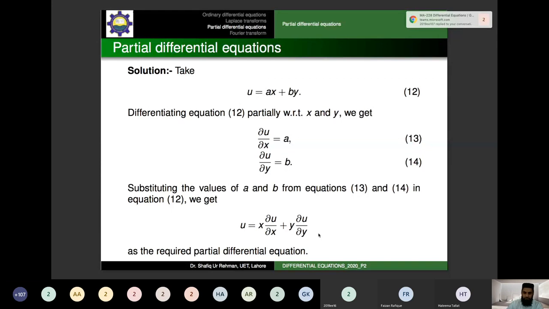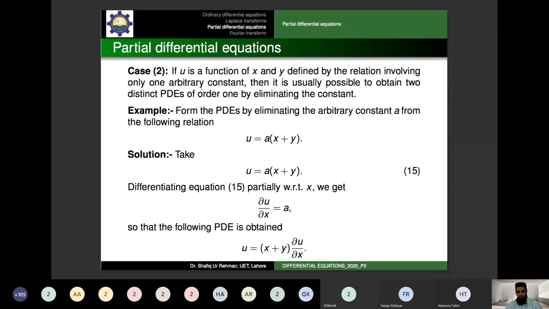Case number 1 is when the number of independent variables is the same as the number of arbitrary constants. Secondly, if u, for example, is a function of two independent variables x and y, and on top of that, this relation has one arbitrary constant, then it is usually possible to obtain two distinct partial differential equations of order 1 by eliminating the constant. So two independent variables, but the number of arbitrary constants is 1. In the previous case, there were two arbitrary constants and two independent variables.